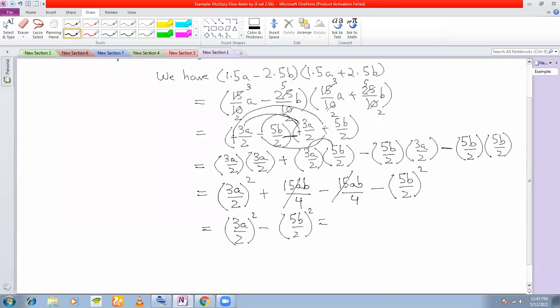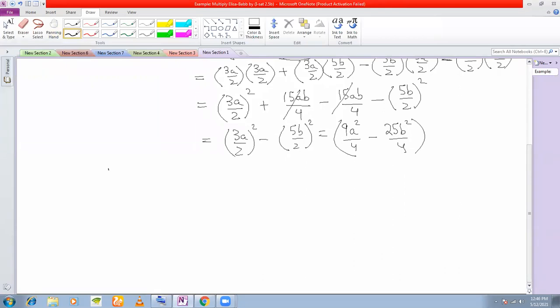Now what you can do is simplify this a little further. This 3a by 2 whole square becomes 9a square by 4, and this 5b by 2 whole square becomes 25b square by 4. Any questions? This is your answer. Any questions in any step? No questions? Fine. Then we'll move on to our next example.